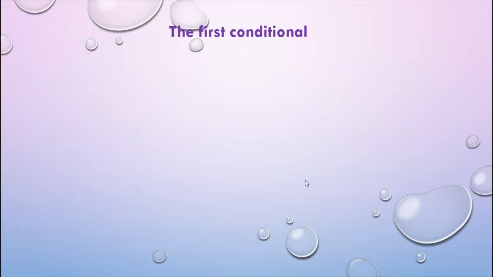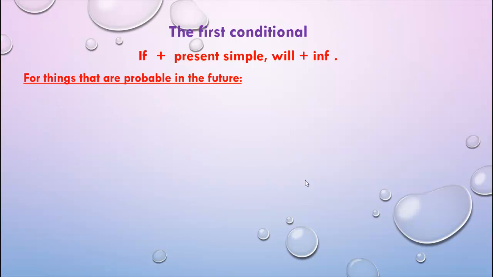Now let's move to the first conditional. What is the rule of the first conditional? I want somebody of you to tell me. Yes, that's right. If plus present simple, the other sentence will contain will plus infinitive. Remember, we use it for things that are probable, and this is an important difference between the first conditional and the zero conditional. With the zero conditional, we were talking about facts, something that you are sure must happen. But here we are talking about something that is probable. It can happen and it cannot, maybe or maybe not.